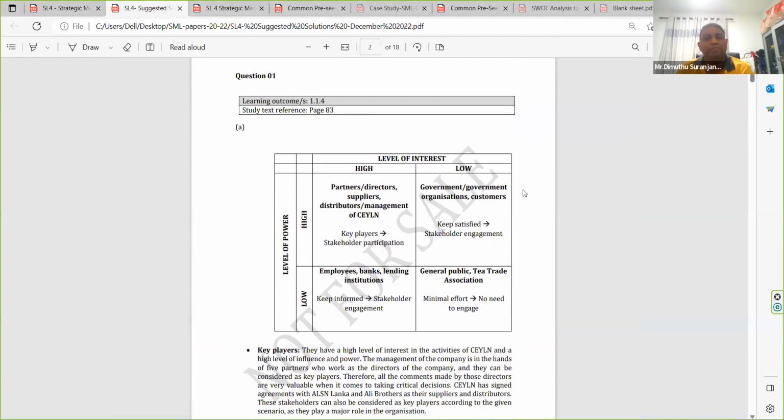So see, directors and management matching, no? Power high, interest high. Government, see, I told you that government interest is normally low and power is high. Then customers, see, matching. Then banks, individual employees: power is low, interest is high. The general public should be under the low category, no? Level of interest is low, and at the same time, power is also low. See, 70 to 80% matching, and certain things are not matching. It depends on your argument. You have to strongly argue the reasons why you move into that particular group. Right? Any questions?